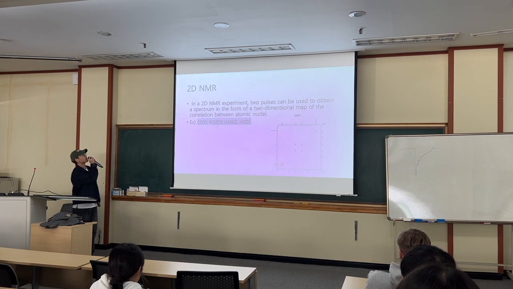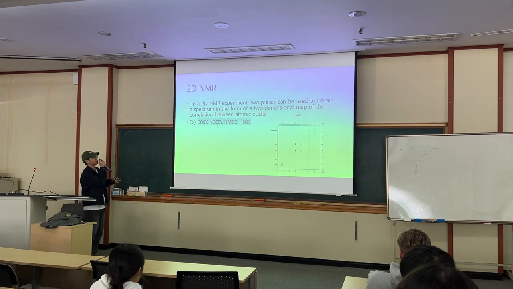Lastly, 2D NMR. 2D NMR is used for big molecules or organic molecules that are hard to measure in 1D NMR. In a 2D NMR experiment, two pulses can be used to obtain a spectrum in the form of a two-dimensional map of the correlation between atomic nuclei. For example, COSY, DOSY, HMBC and HSQC. The right side of the sample is the COSY.